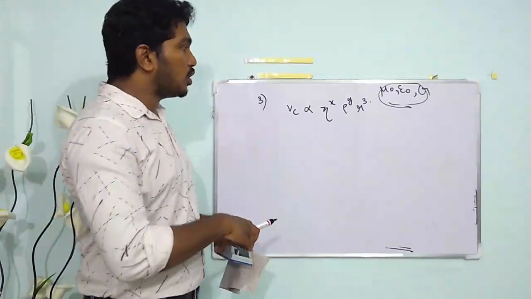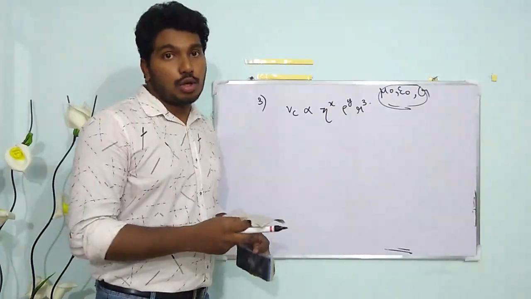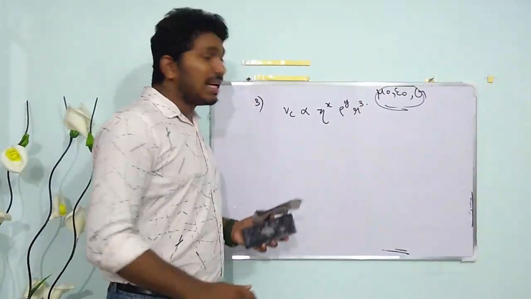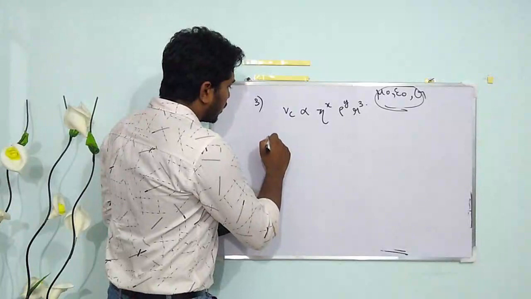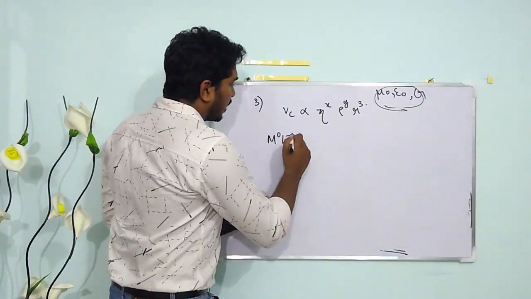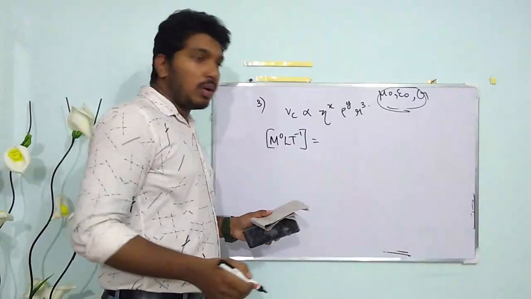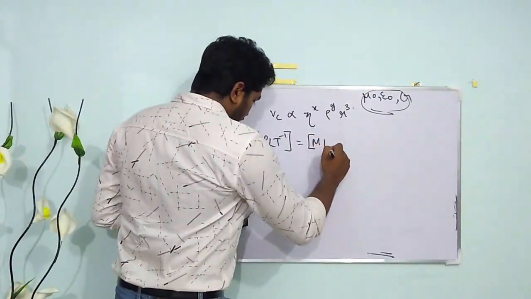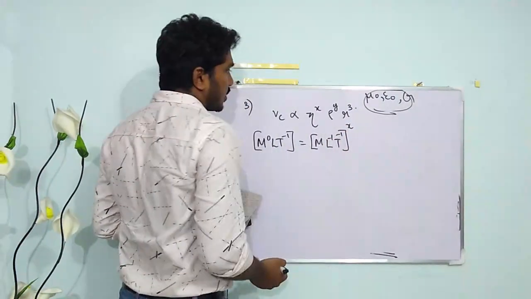So Vc proportional to eta raised to x, rho raised to y, r raised to z. Now how do you solve it? So let's use the same method we adopted earlier. Let's write the dimensional formula. Okay, so Vc means it's a velocity. So M raised to 0, L T raised to minus 1 corresponds to eta. What is the dimensional formula of eta? It is M L raised to minus 1, T raised to minus 1, raised to x.